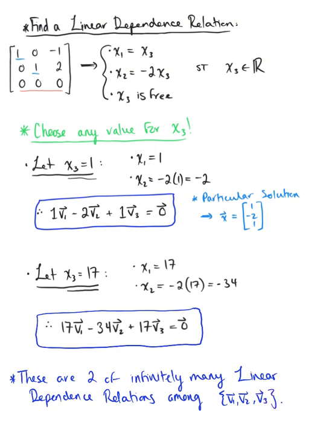And one final love note, looking at this second linear dependence relation that we have defined, we can see that the particular solution to the corresponding homogeneous equation, in this case, vector x is defined as 17, negative 34, 17, which is a scalar multiple of the particular solution we found in case 1.